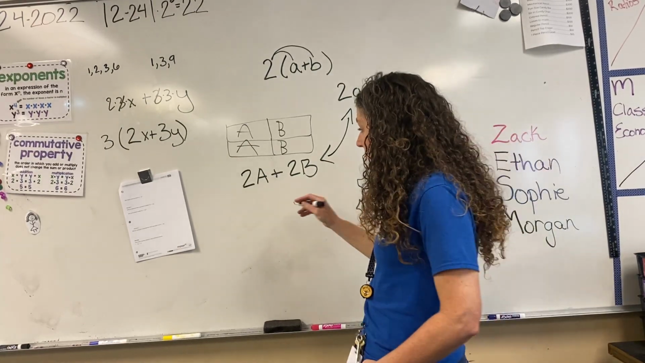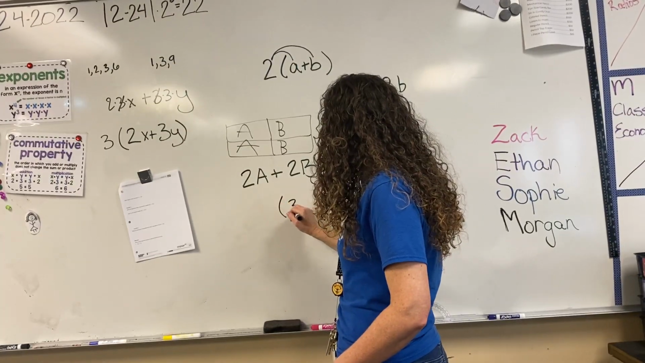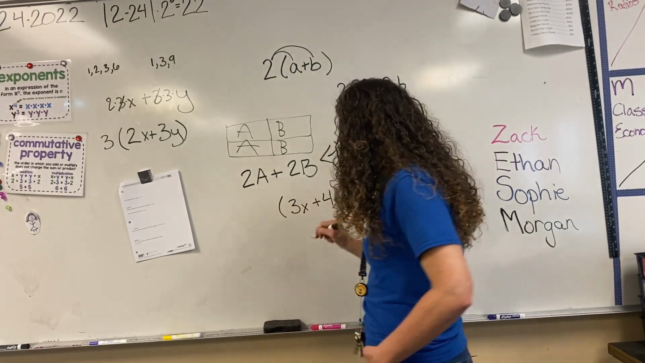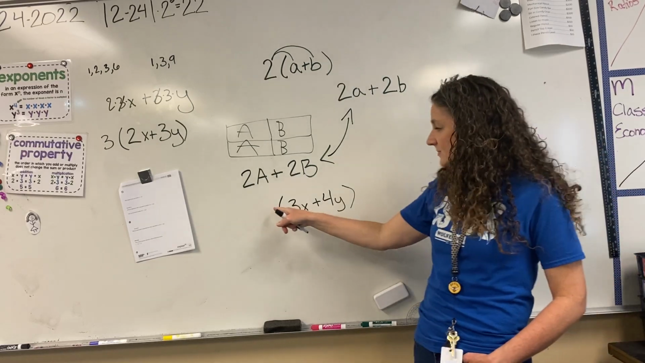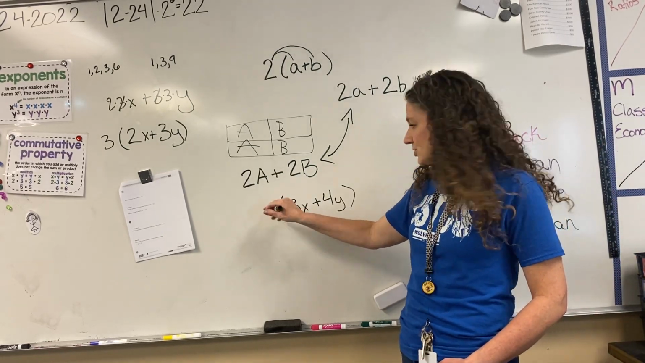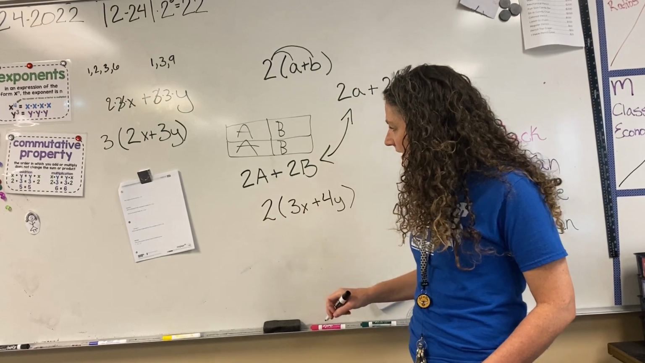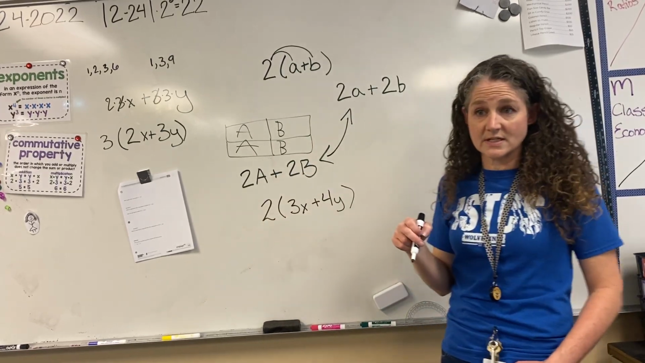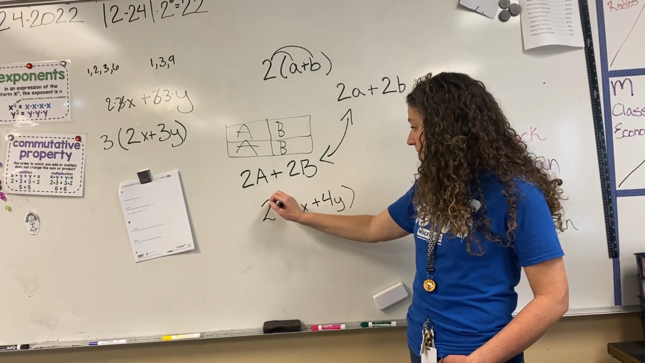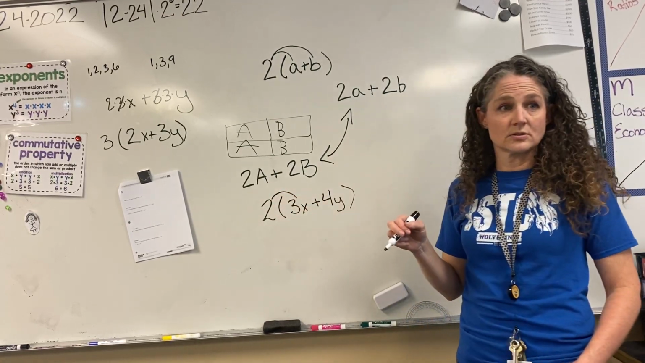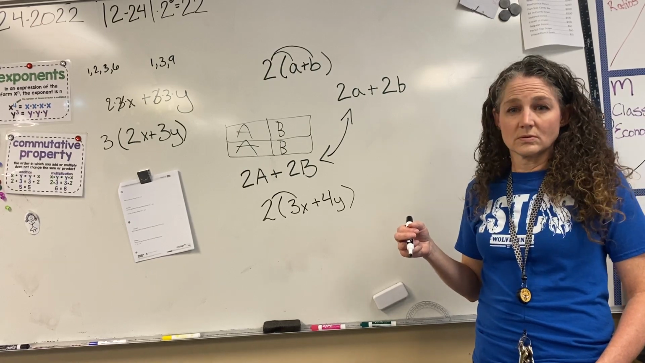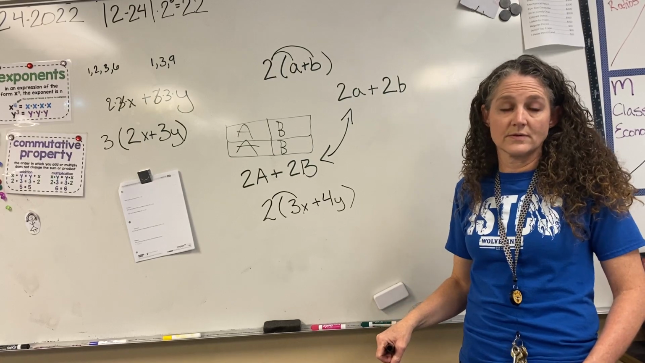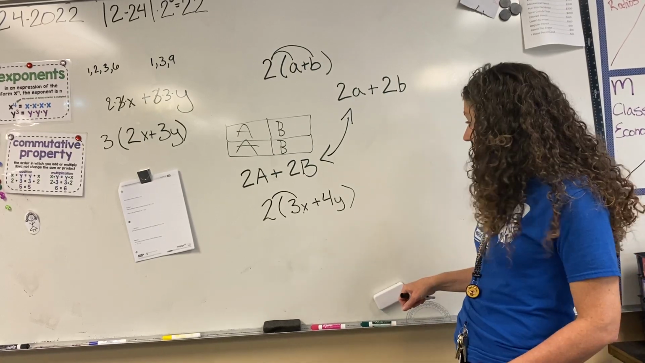So we're going to double 3x plus 4y. So when I double that, what am I multiplying it by? 2. Okay. How can we rewrite this? What do I multiply first? I multiply the 2 and the 3x. No, you would add the 3x plus 4y. Can we add 3x plus 4y? No. Are they like terms? They're not the same, so we can't add them.